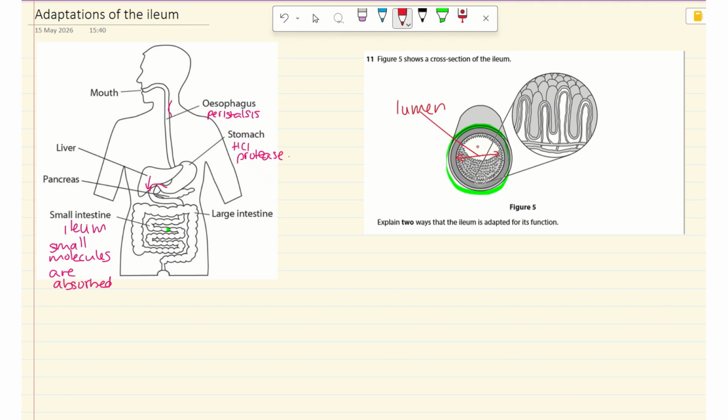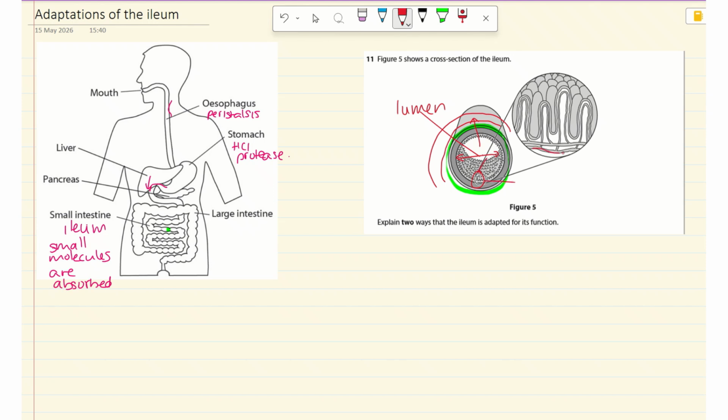Okay, now the lumen is where the food is, and the food now needs to get to the blood vessels. The blood vessels are over here. So the food needs to go from the lumen into the blood through the ileum. So let's look at this in a little more detail. Let's look at this region here in a bit more detail.